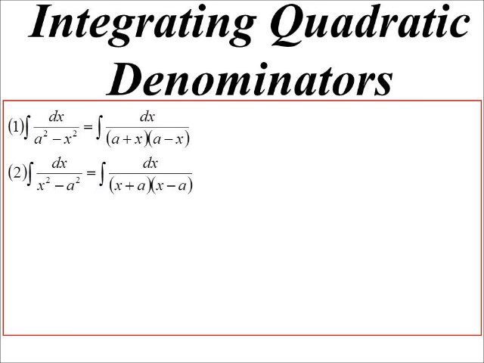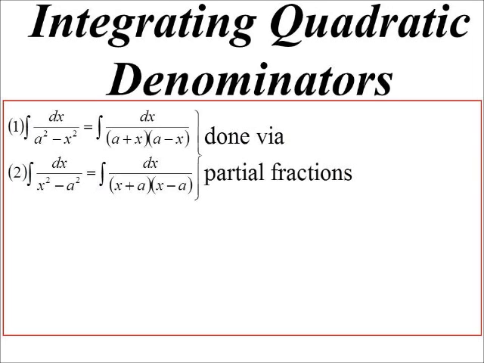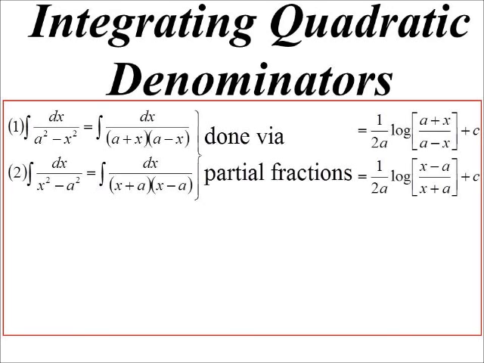Here's our standard integrals. If we end up with a squared minus x squared on the bottom, then obviously the two linear factors are the difference of two squares. Same with x squared minus a squared. Now, of course, yes, you could do these via partial fractions. It'll work. I personally recommend just remembering the standard integral for them. Notice they're both 1 on 2a.